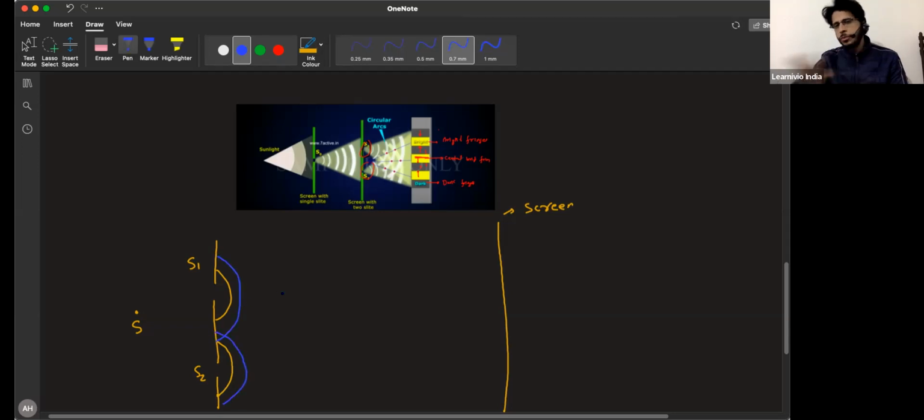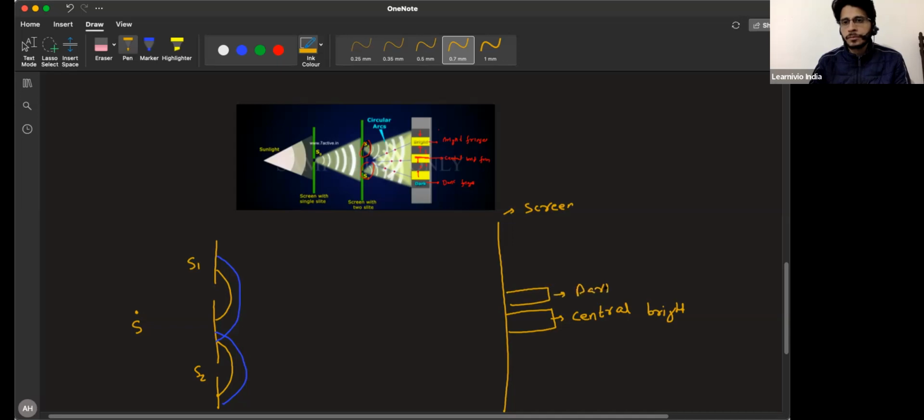When these waves move further, they will superimpose each other, and due to superposition, you will get fringes over the screen. You will get bright and dark fringes over the screen. This is the central bright fringe. So we'll get central bright, dark, and alternate fringes. Central bright, then a dark fringe, then you will get bright fringes and so on.